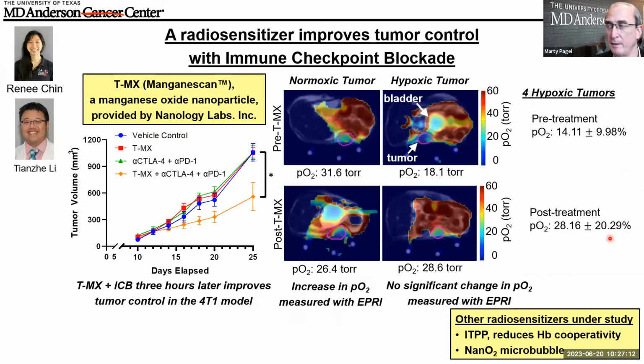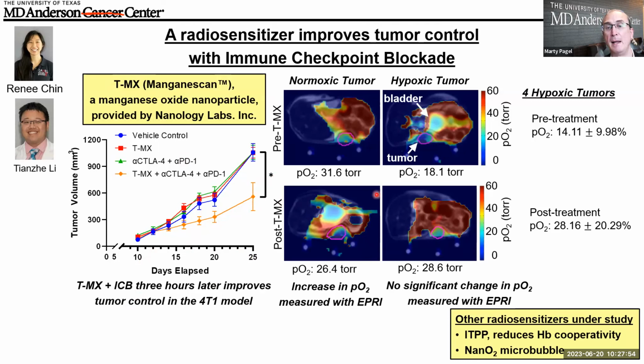Okay. Well, as one other example in this realm of radiotherapy, we have also looked at TMX, also known as Manganoscan. It's a manganese oxide nanoparticle provided by another company. And when we use TMX to radiosensitize tumors, we actually see better tumor control after applying the radiotherapy, or in this case, immune checkpoint blockade. My apologies. So again, we're oxygenating the tumor, reducing hypoxia. Hypoxia often causes resistance to immunotherapy. So by lowering hypoxia, we've lowered that resistance and allowed immunotherapy to work better. So that's great. P of less than 0.05 between these groups.